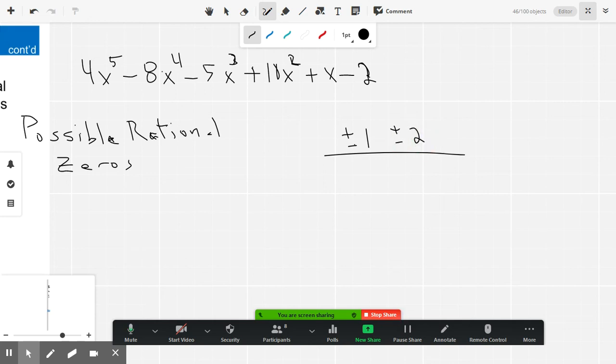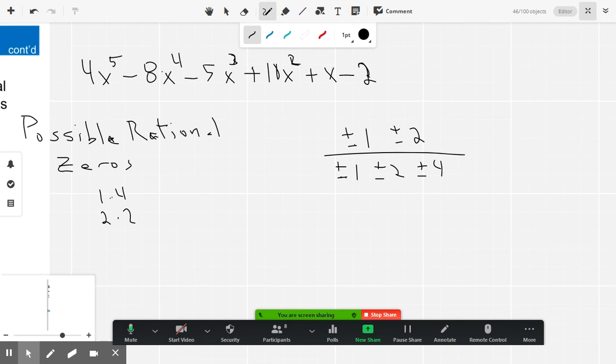Now, 4. What are numbers that multiply to 4? Well, it could be 1 times 4, or it could be 2 times 2, right? So 1, 2, and 4 are all the factors of 4. So it could be plus or minus 1, plus or minus 2, or plus or minus 4. So the first thing you're going to be asked on your assignment is, what are all the possible rational zeros that come from this?